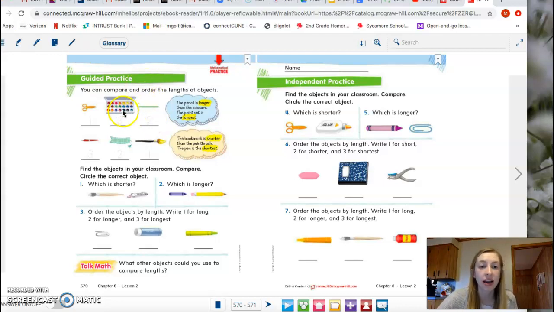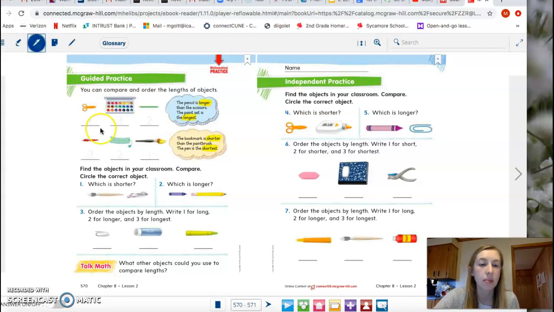So let's get started. It says you can compare and order the lengths of objects. Remember we talked about ER and EST? Yesterday we just used ER. Today we're going to use ER and EST. It says the pencil is longer than the scissors. Comparing two things, we use ER. And the paint set is longest. More than two things, we use EST.